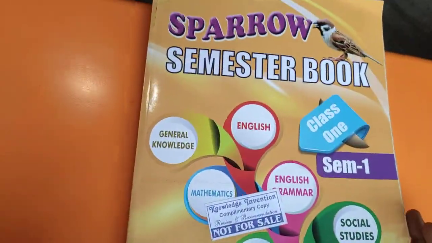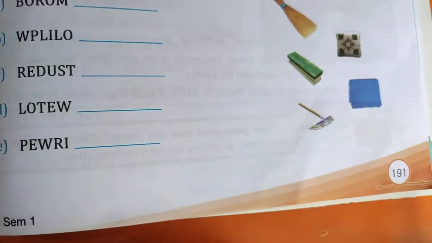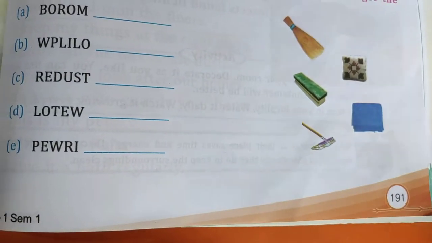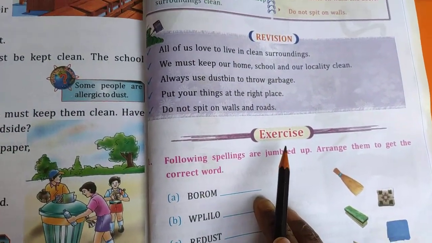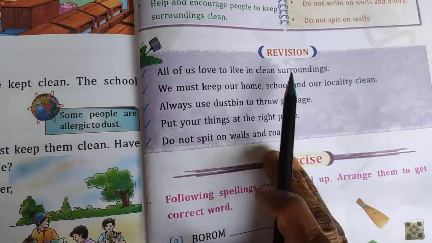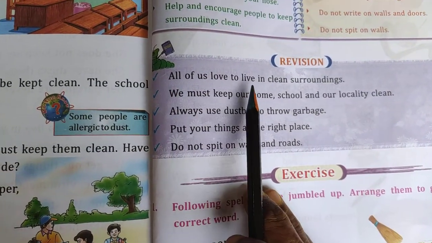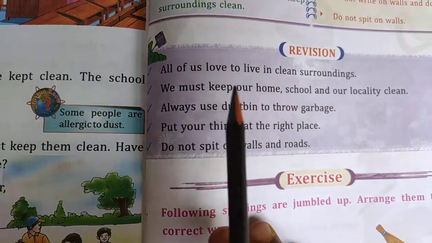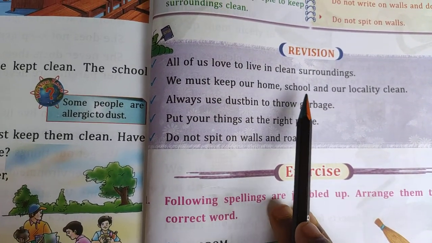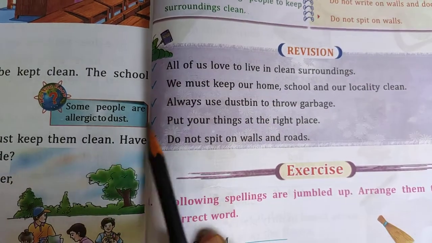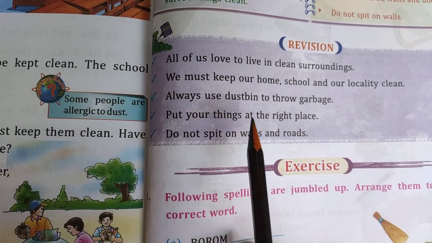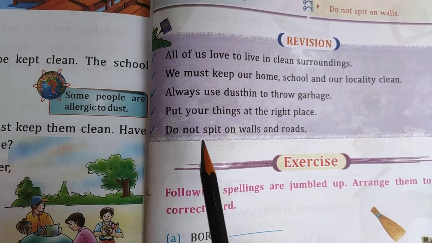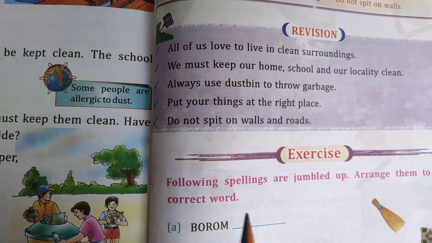Everyone open your Sparrow Selmer textbook, page number 191, Exercises. Before that, we will have a revision. What have you learnt in this lesson? All of us love to live in clean surroundings. We must keep our home, school and our locality clean. Always use the dustbin to throw garbage. Put your things at the right place. Do not spit on walls and roads.